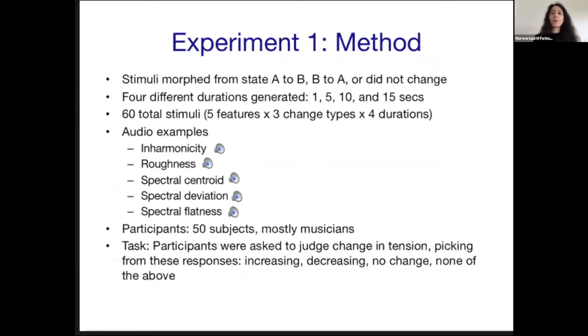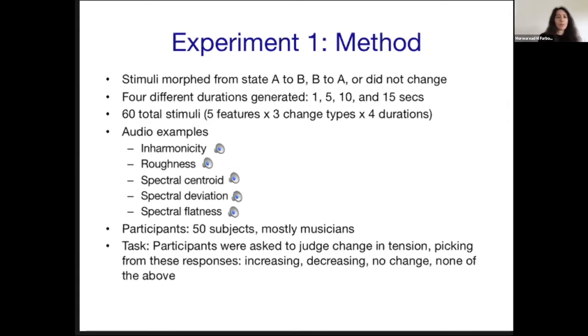In addition, there were 4 different durations for each stimulus. So the stimuli could morph over 1, 5, 10, or 15 seconds, resulting in a total of 60 stimuli. So that's 5 features by the 3 types of changes, by the 4 different durations. There were 50 subjects, mostly musicians, who took part in this first experiment. The participants were asked to judge how they felt tension changed over the course of each sound by selecting one of the following multiple choice responses. So we have increasing tension, decreasing tension, no change, or optionally none of the above.